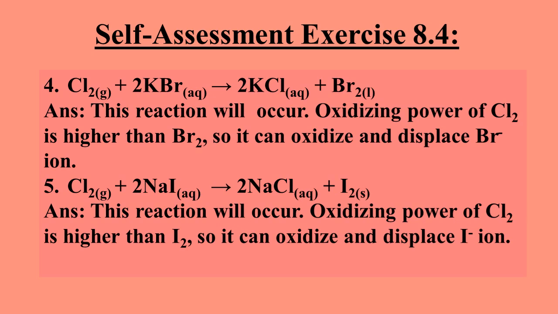In equation number 4, chlorine is reacting with potassium bromide and displacing it. This reaction will occur as oxidizing power of chlorine is higher than bromine, so it can oxidize and displace bromide ion. In equation number 5, chlorine is reacting with sodium iodide and displacing the iodide ion. This reaction will also occur as oxidizing power of chlorine is higher than iodine, so it can oxidize and displace iodide ion.